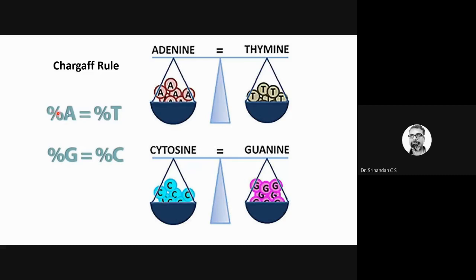Why? Because only A will bind to T, and G will always bind to C. So the G percentage will be equal to the C percentage. That is called Chargaff's rule. He was the one who discovered this. That is, A will always be equal to T, and G will always be equal to C in the DNA, because the DNA polymer will be very long.